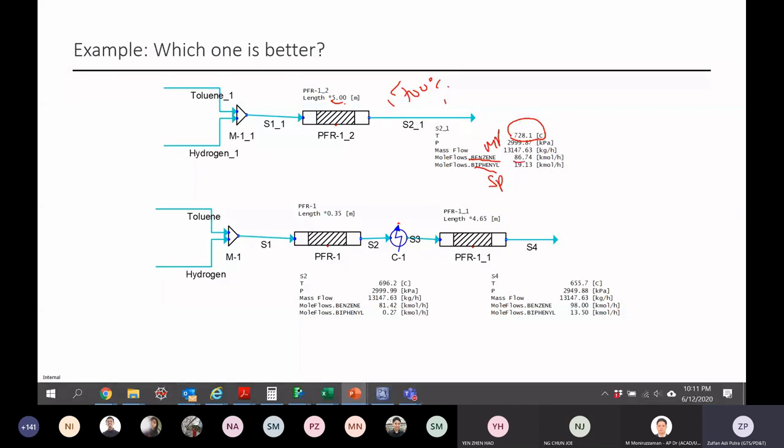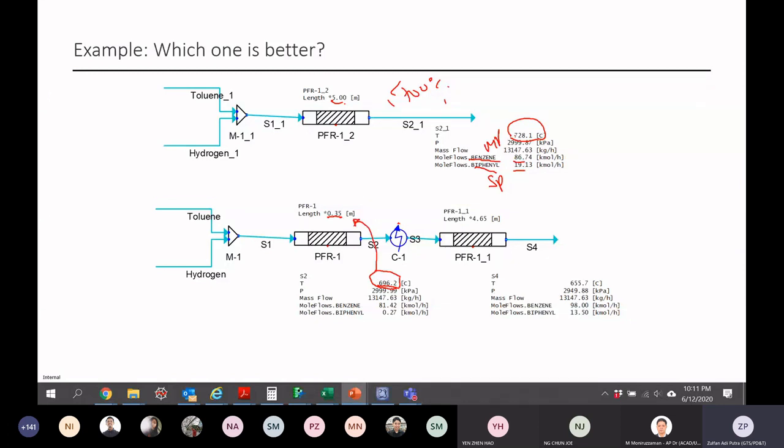So you can see the production of benzene and diphenyl. And this is also not allowed. So instead of having one reactor with 5 meters in length, I split them into two reactors. So 35 centimeters. Why do I stop at 35 centimeters? Why not 36 centimeters? Because then the temperature will go above 700 degrees C. So that's how I limit this number.